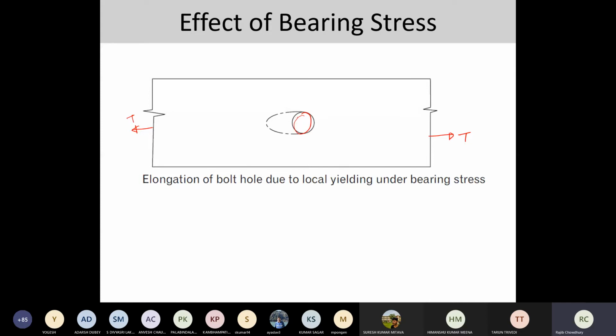The bolt will try to press onto the bolt hole along the weaker plate, and it will give a thrust over there. Okay, so if it is giving a thrust over there, that is called the effect of the bearing stress, which is being subjected by the bolt to the member.